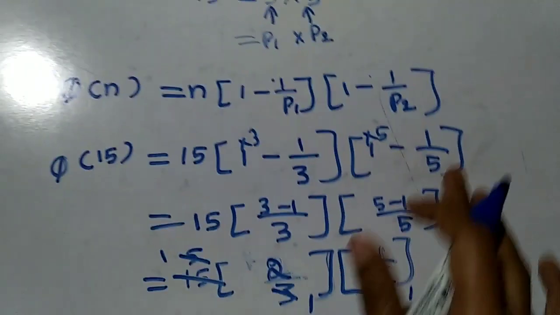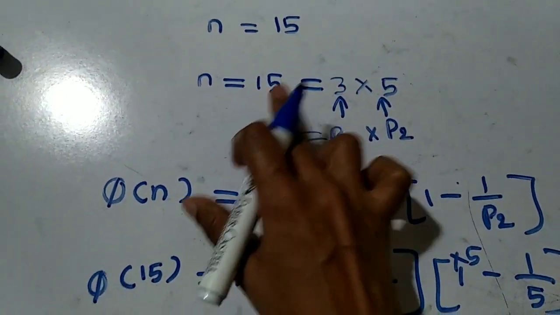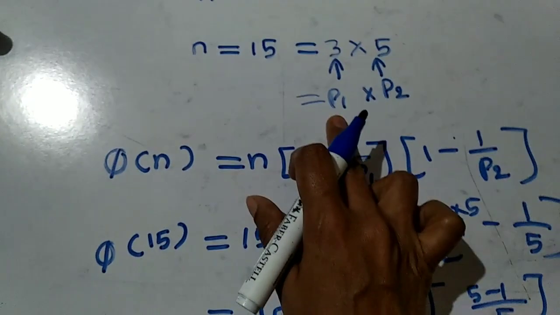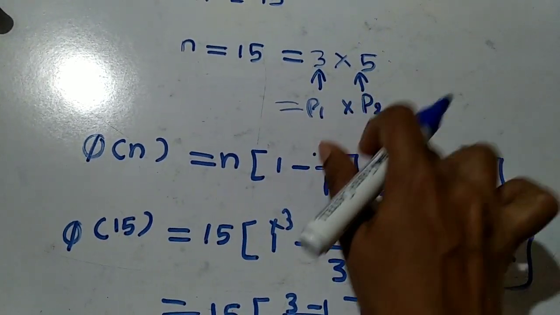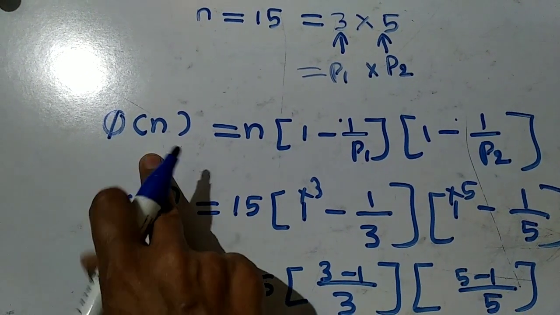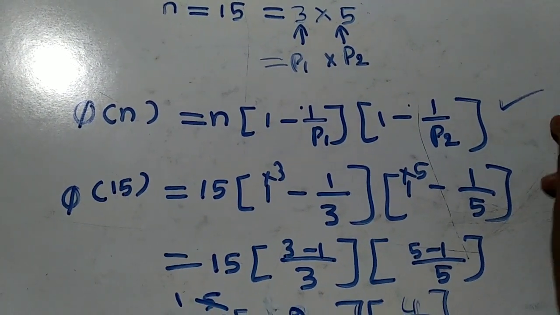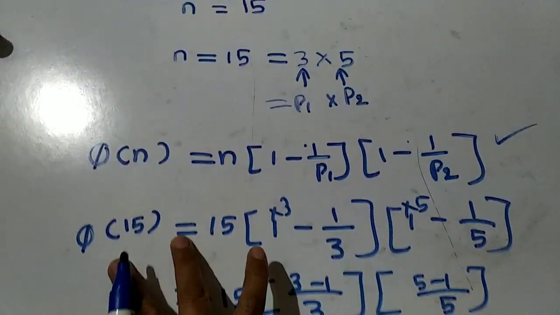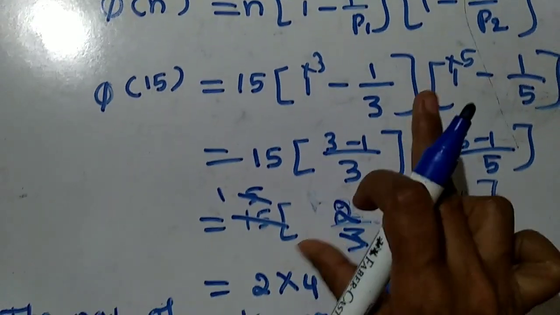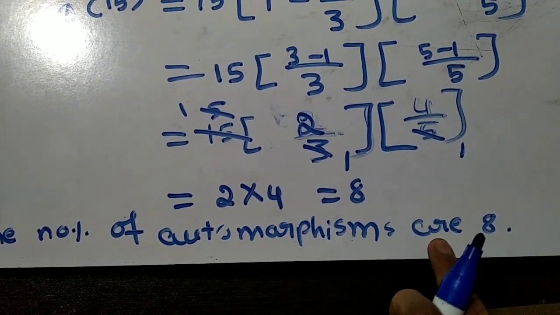Okay, so let me revise once. First, our n is 15. So I am going to express this 15 as a product of two prime numbers. After this, I get only p1 and p2, only two prime numbers. So that's why I am applying the Euler function formula. This is our formula, you have to remember this. After this, just put this n and the p1, p2 values in this formula. So your final answer gives you the number of automorphisms.